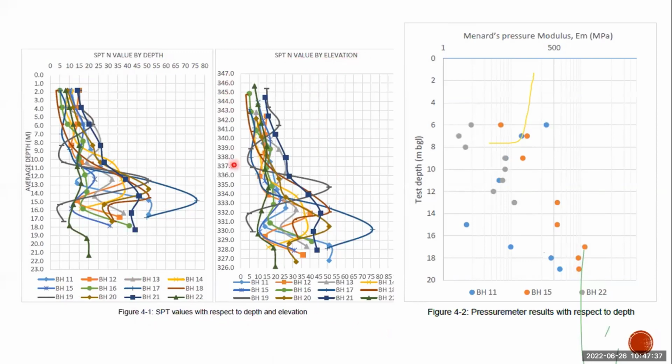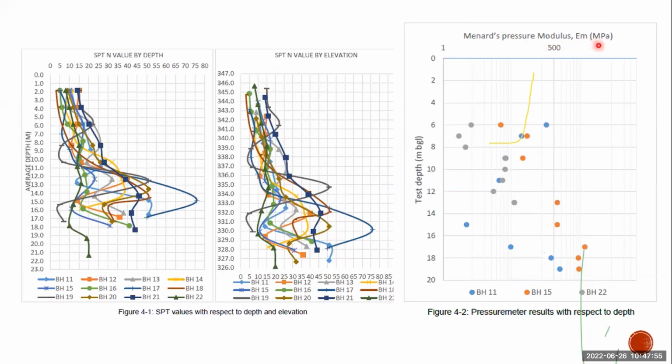The elevations of the core holes may not be the same. The height may change, so with respect to the ground level, we draw the SPT N value variation.